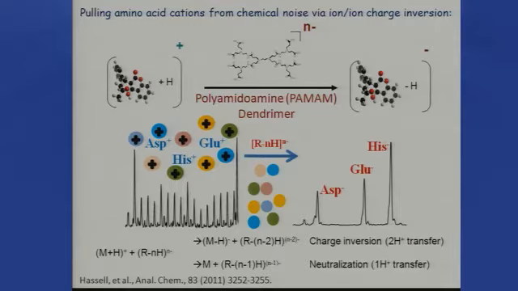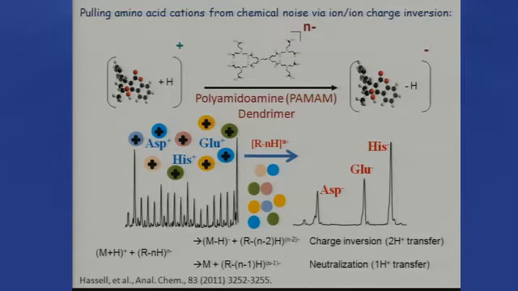So the idea was, here's the positive ion spectrum. React this with the multiply charged anions that we derive from PAMAM polymers. The species that don't have negative sites will undergo a single proton transfer, and they'll be neutralized, so they go away. And the ones that have an acidic site, at least some fraction will undergo a double proton transfer, and they'll show up as a negative ion.